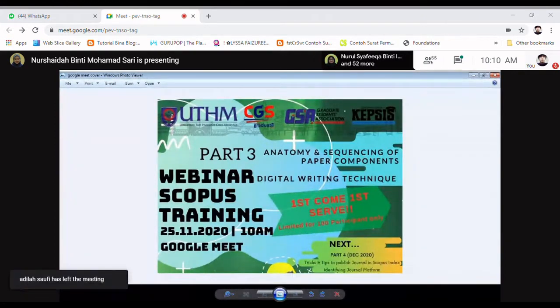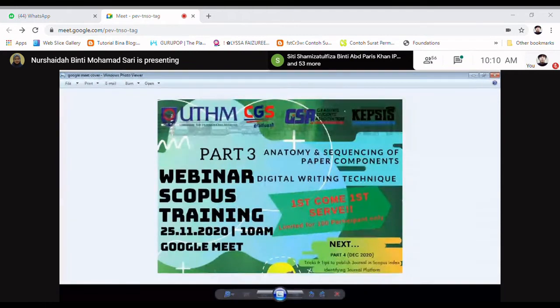Ladies and gentlemen, in the previous session we already learned about the Mendeley effect and a little bit on how to cite the reference. And today we will continue on the anatomy and sequencing of paper components, as well as digital writing technique.